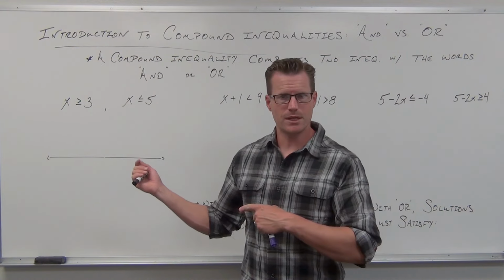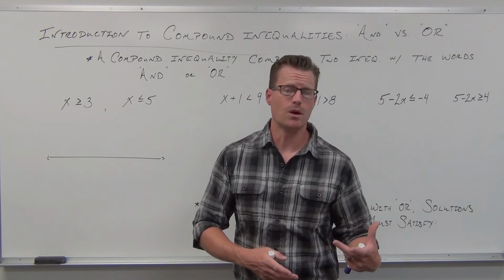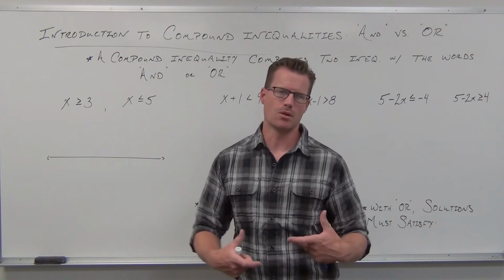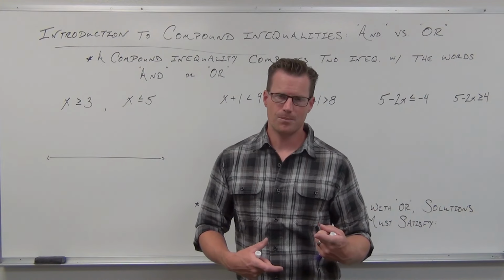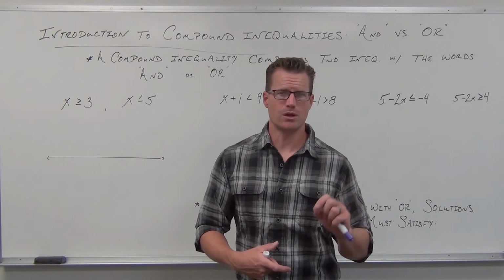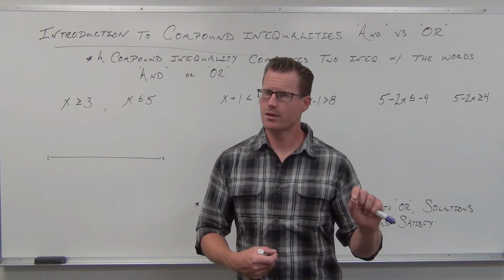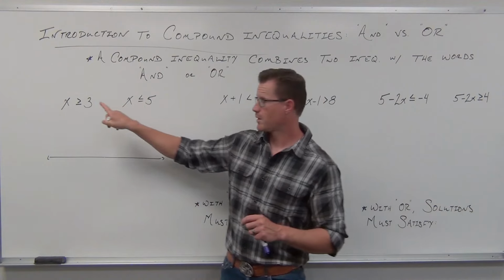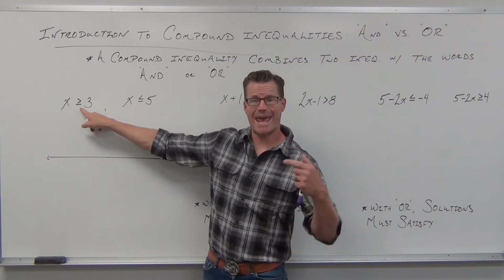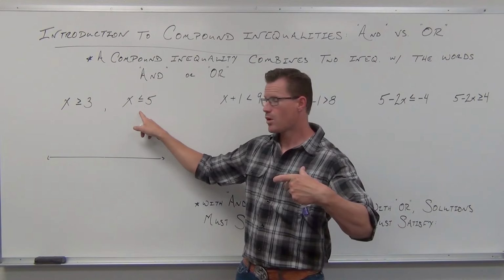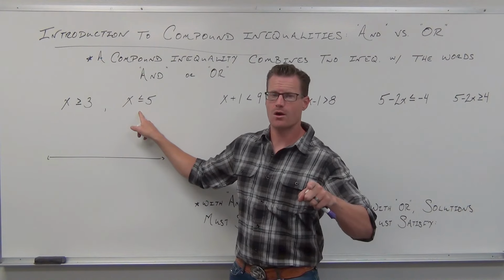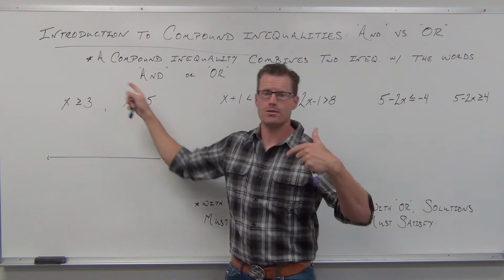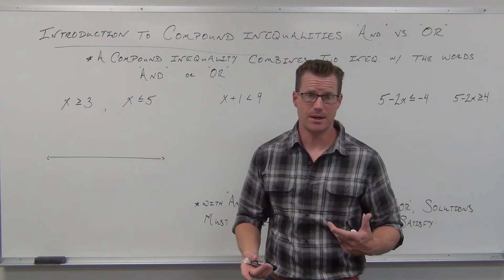And with compound inequalities, that's exactly what we do. But we graph them both at the same time on the same number line. So we're going to check that out. And after we graph them, we ask one question. We ask, are there any numbers that satisfy both this inequality and this inequality? Or we ask a different question. Are there any numbers that satisfy this inequality or this inequality? That's the nature of compound inequalities.